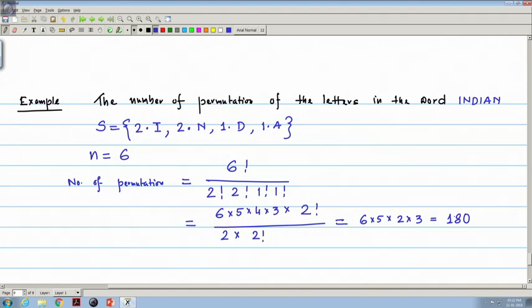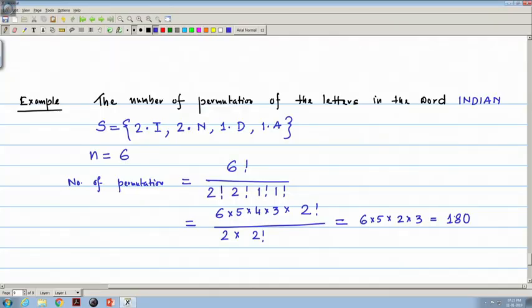So, in this way we can apply this theorem to count the number of permutations for a multiset, where the elements appear with finite repetition or with infinite repetition, and we can apply it to solve counting problems with permutation.